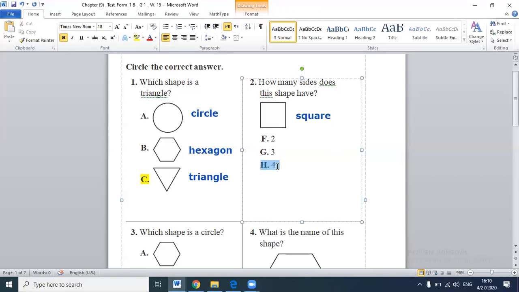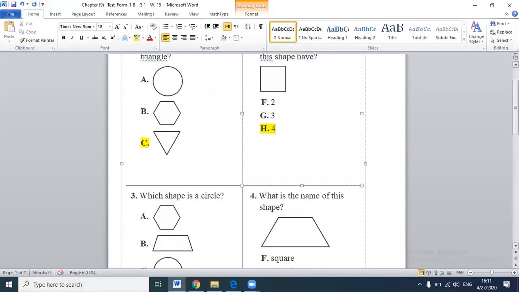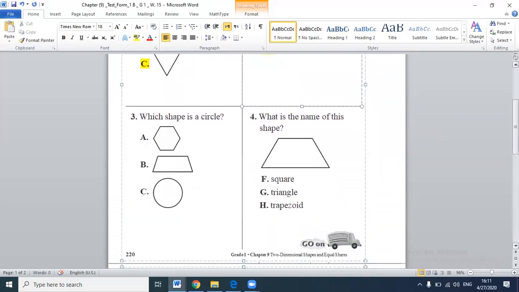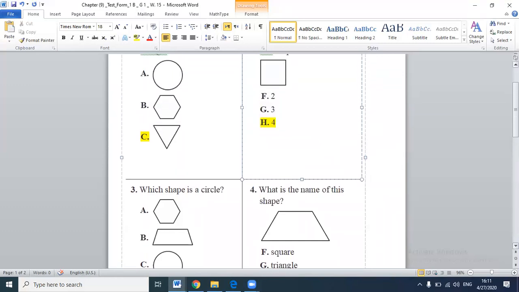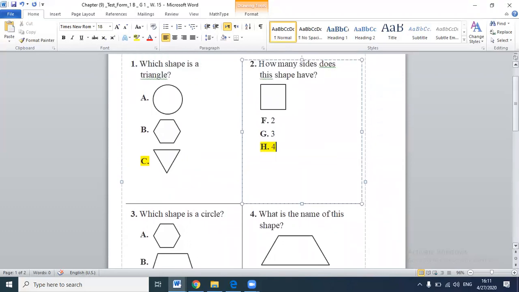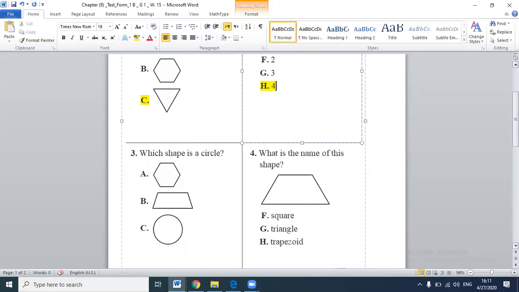So I have to shade four sides. Excellent. Okay, do you understand number one and two? Yes. Okay, next one, number three and four. Ahmed, do you have any question? Okay, do you have any question here for number one and two? No. Okay, next one.